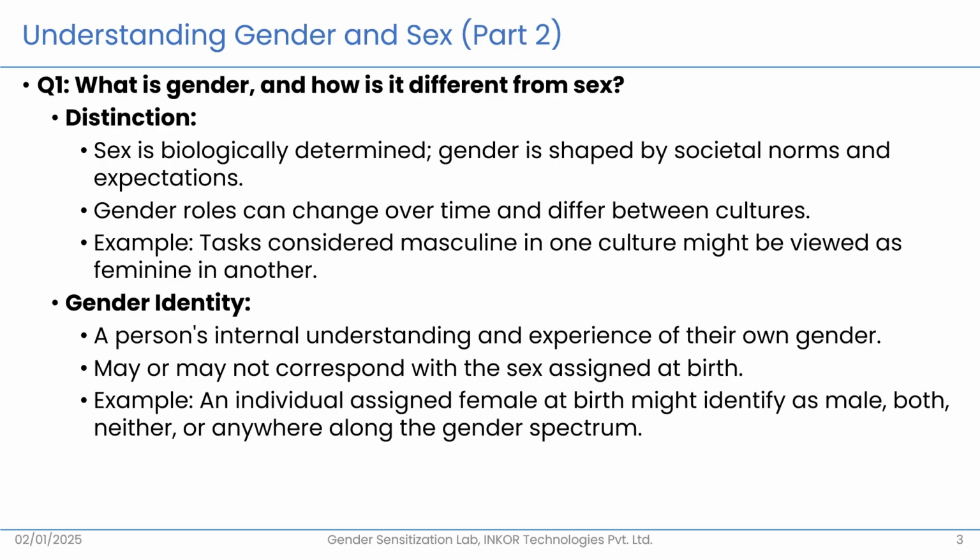This brings us to the concept of gender identity. Gender identity is a person's internal sense of who they are. It may or may not match the sex they were assigned at birth. For example, someone who was assigned female at birth may identify as male, both, neither, or somewhere in between. Understanding gender identity helps us respect and support people as they express themselves in ways that feel true to them.